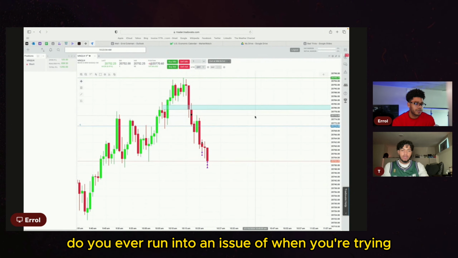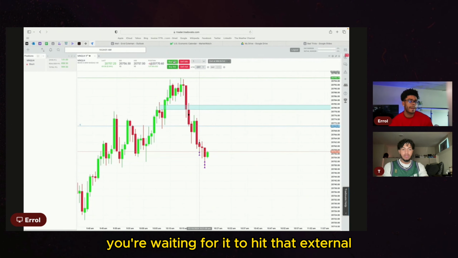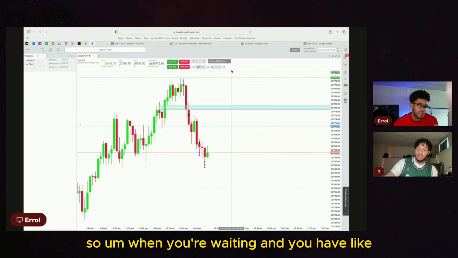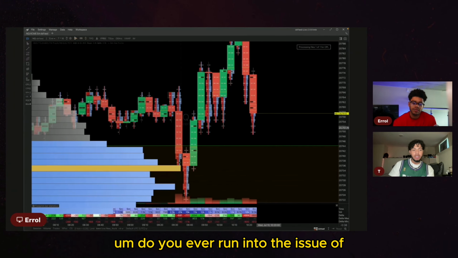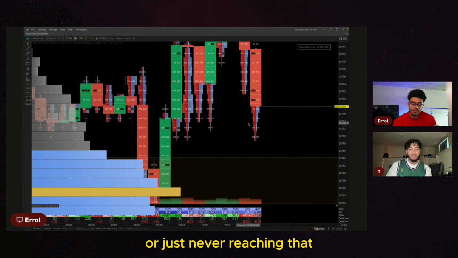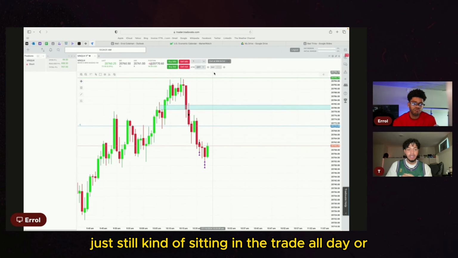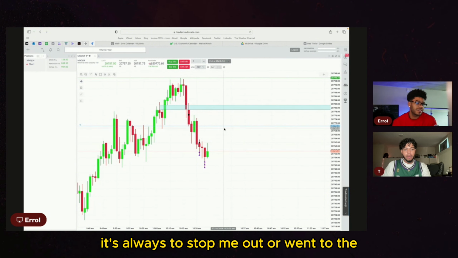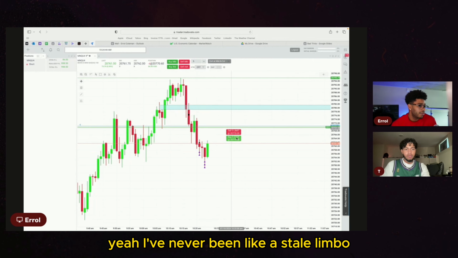Do you ever run into an issue where, when you're waiting for it to hit that external portion, it just consolidates and never gets there? When you have that 25% left, trying to hit the potential bottom piece, do you ever run into it consolidating and never reaching that point, like it never goes either way, so you're just sitting in the trade all day? I've never gone through that. It's always either stopped me out or gone to one or the other. Yeah, I've never been in a state of limbo for the rest of the day.